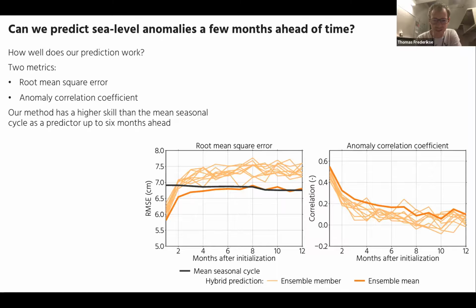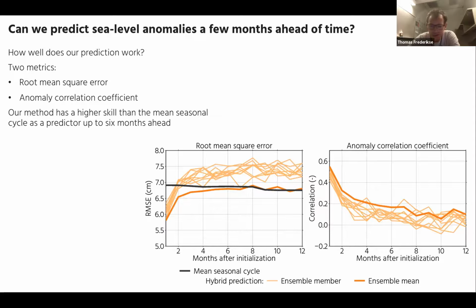I haven't shown it here, but if you compare it to coupled models, they are way off. They do worse than the seasonal cycle in predicting, so they are not useful for predictions. And the same goes here for the anomaly correlation coefficients, which is up to 6 months or so ahead. Pretty reasonable. It's not very high in the sense that we can accurately get every feature of sea level, but there is definitely predictability of the system.